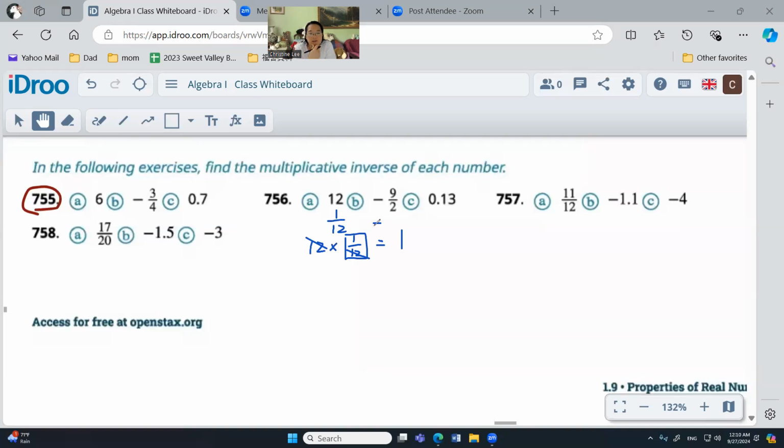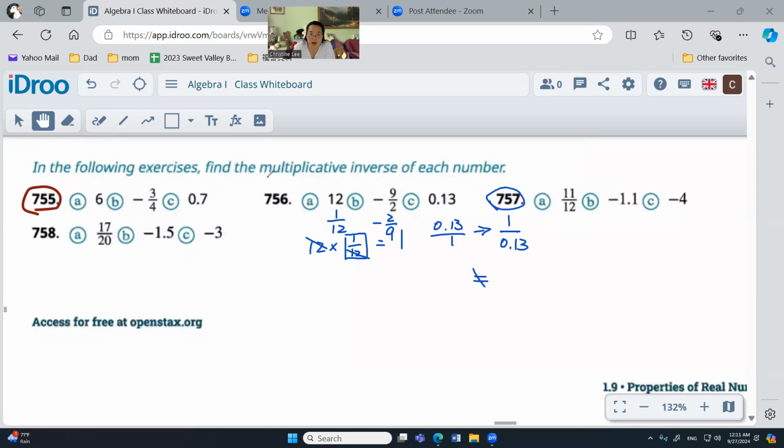Hey, flip. But how does this make you become 1? You need to have a negative. Okay, so just flip 9 over 2. Now 0.13. How do we flip this? 0.13 over 1. Then if we flip, it will become... Don't say equal, because it's not equal. We are flipping it, so flipping it becomes 1 over 0.13. Don't put 0, it's not 0. Not equal. All right, 757.